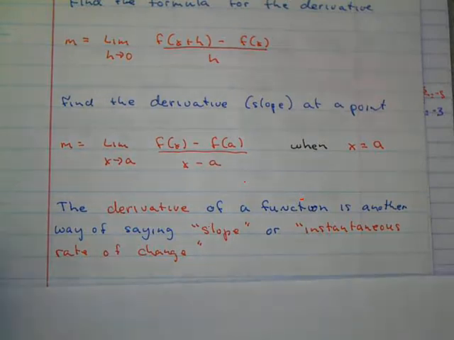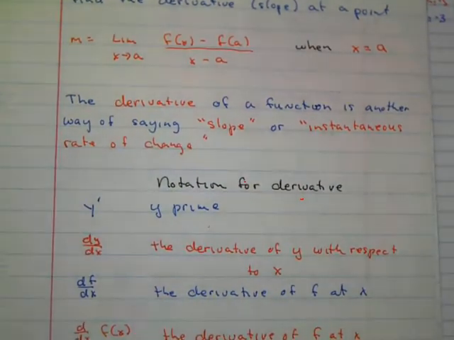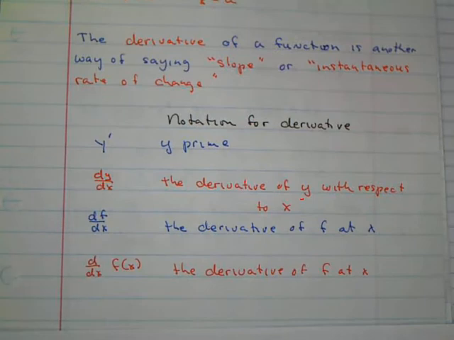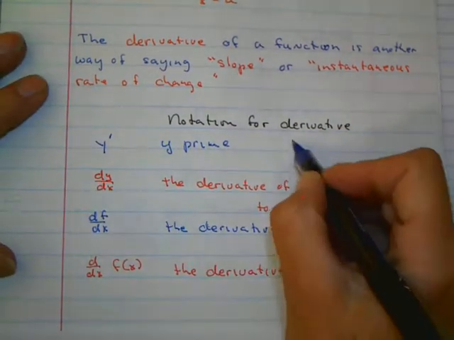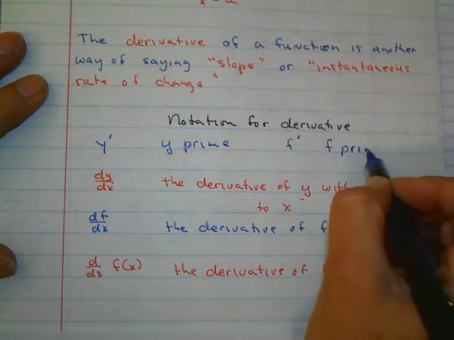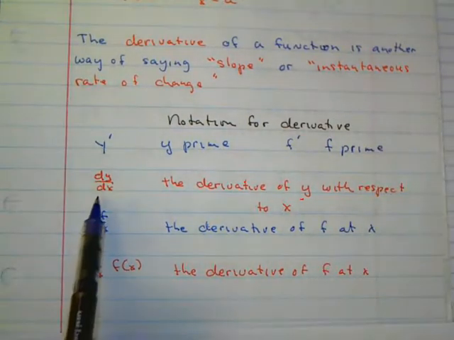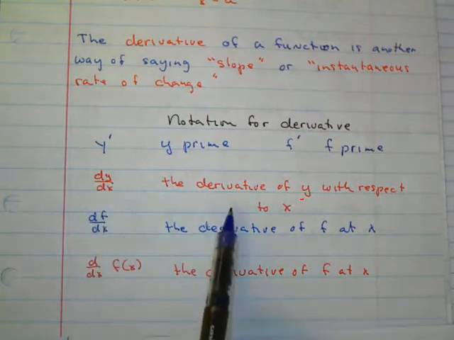Now, notations for derivative. Well, lots of ways to say derivative or slope or instantaneous rate of change. We can go with y prime. We could have gone with f prime, which is just read f prime. We might say dy dx, or the change in y over the change of x, or the derivative of y with respect to x. Three ways to read that.